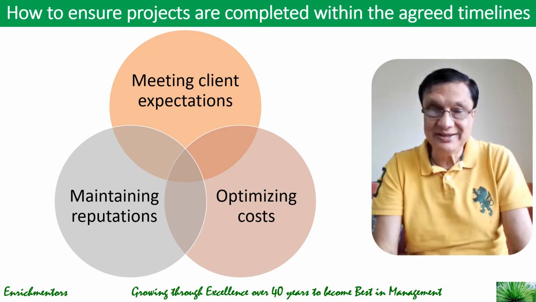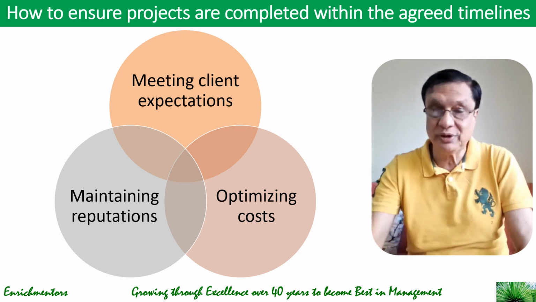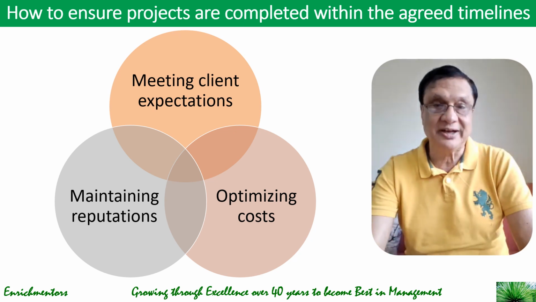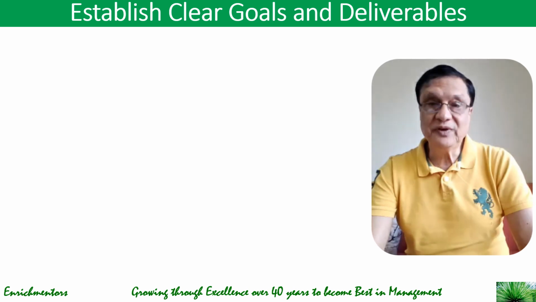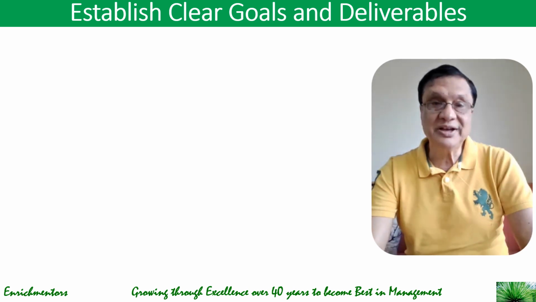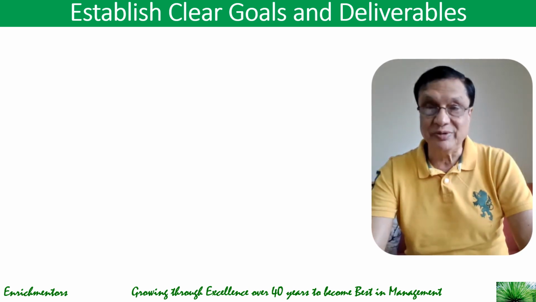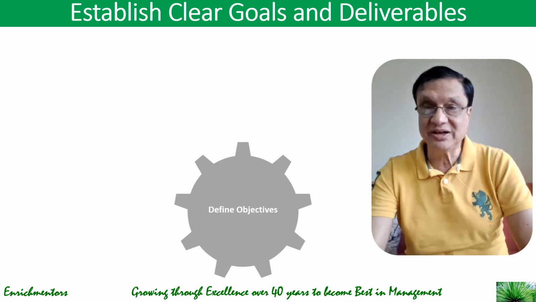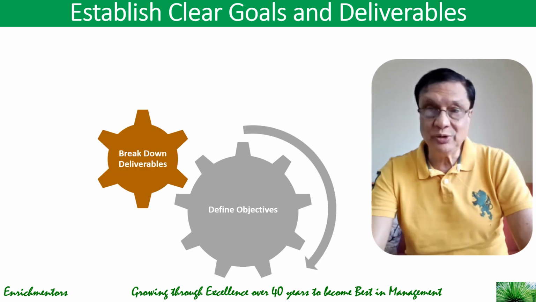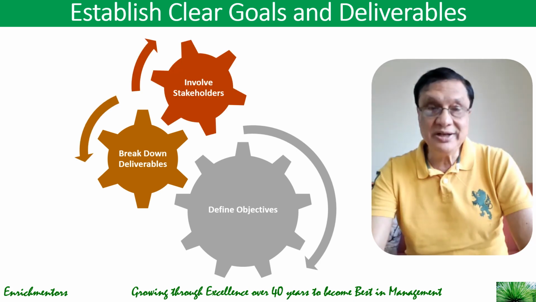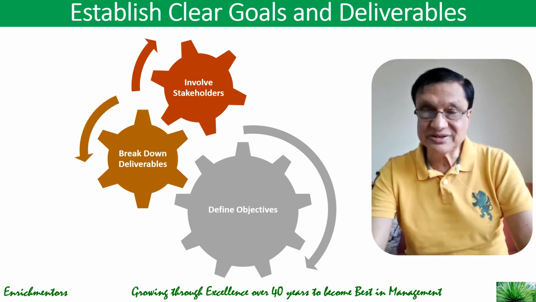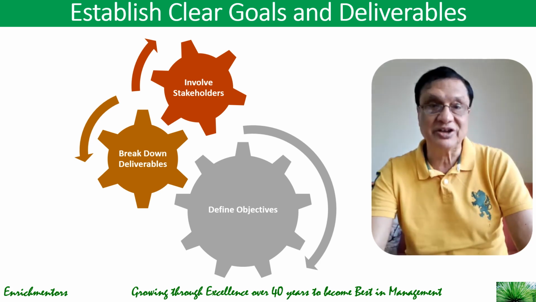Now, what are the detailed things that you can do to achieve on-time project completion? The first thing you need to do, as we had talked right in the beginning, is to establish clear goals and deliverables. Define the objective, set clear, measurable goals and milestones for each phase of the project, and break down the deliverables using WBS to outline tasks, subtasks, and dependencies. Collaborate with clients, designers, constructors, contractors, and suppliers to align expectations.